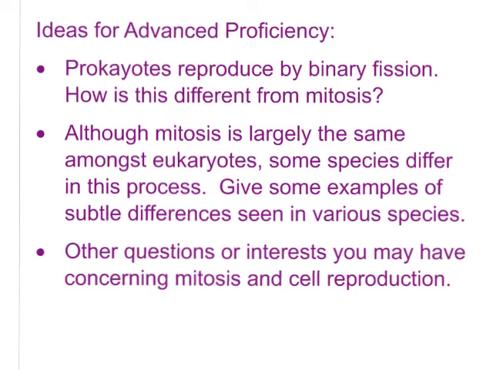Ideas for advanced proficiency. Any questions or interests you may have, please research some of that about mitosis and cell reproduction. Here are just some different ideas that you can read about and see if you would like to research some of those for an advanced proficiency or a score of 4.